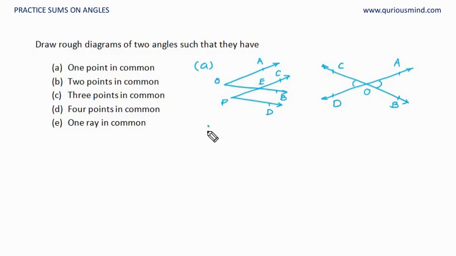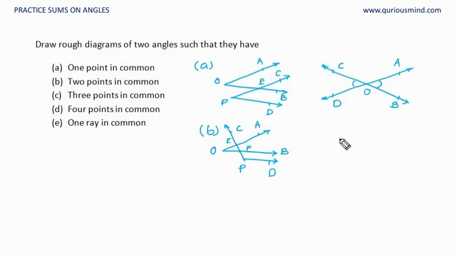Let's do the second one, 2 points in common. So again I have one angle. And I have second angle. Now here angle AOB and angle CPD. CP cuts both these arms and DP and OB are parallel, so they are not going to meet again. So only common points are E and F here. These 2.